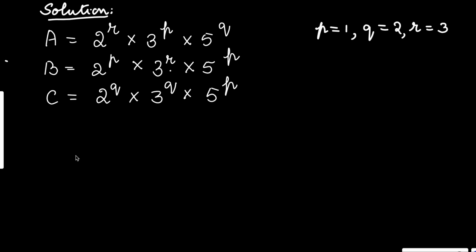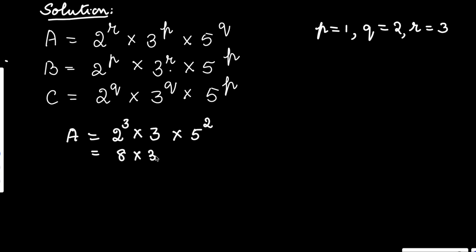Now we are coming to the last part of this. We need to find out all these three numbers A, B and C, and we got the values P is equal to 1, Q is equal to 2 and R is equal to 3. Let us substitute over here. A is equal to 2 to the power of R, which is 3, so 2 cube, into 3 to the power of 1, as P is 1, and Q is 2, so 5 square. So we will get 8 into 3 into 25. When we multiply everything, we will get 600.